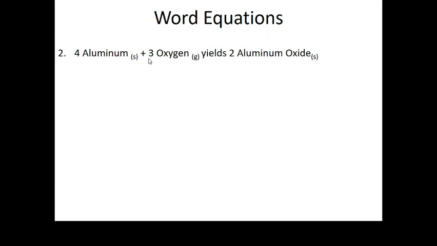Oxygen is one of those special 7. So oxygen, remember, doesn't appear by itself. And then we have our aluminum oxide. So I'll give you a second to write that down.